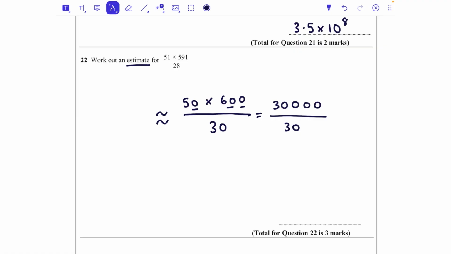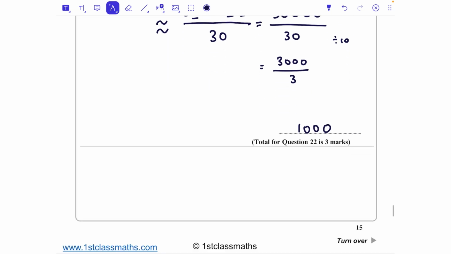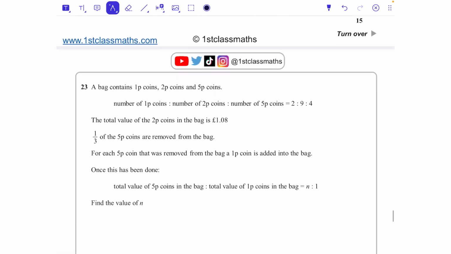Now I'm going to simplify that fraction by dividing the top by 10 and dividing the bottom by 10 and making it 3,000 over 3, and we know that 3,000 divided by 3 is 1,000, so that is our rough estimate for that answer. Question number 23.